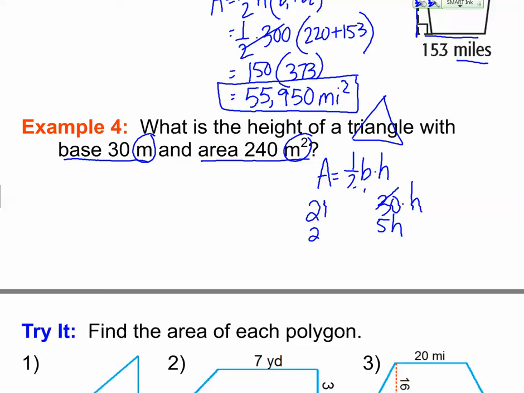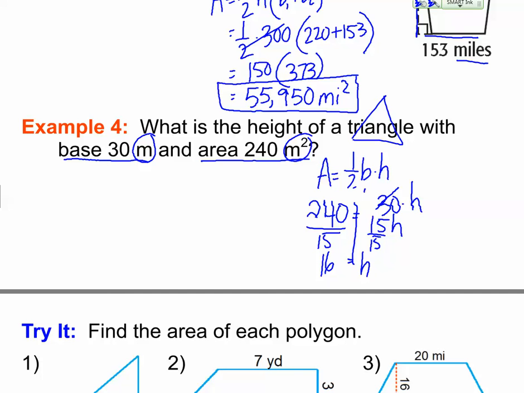This was 240 equals 15 times h. We're going to divide both sides by 15. And our variable h ends up being 16. Go back and look at our units.